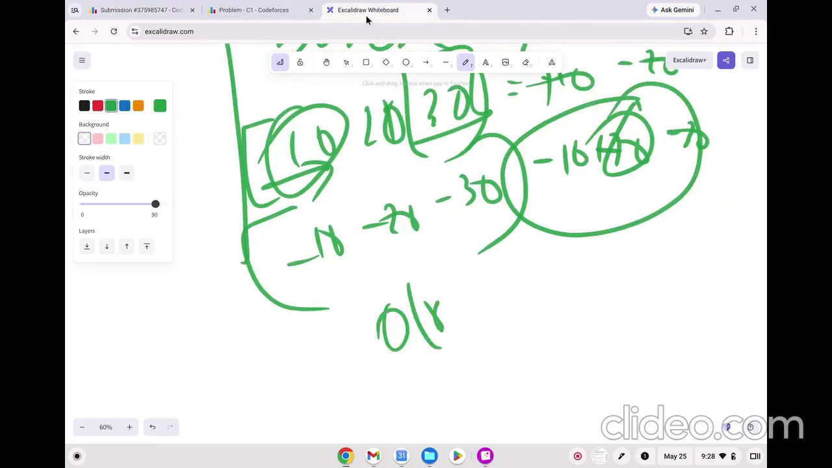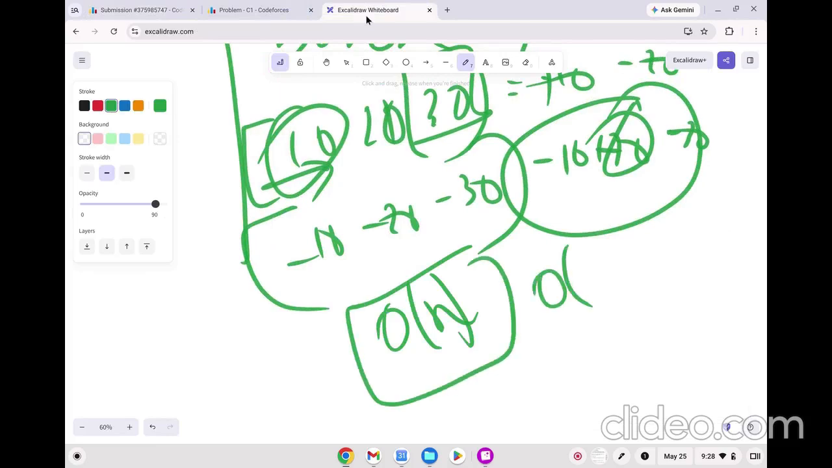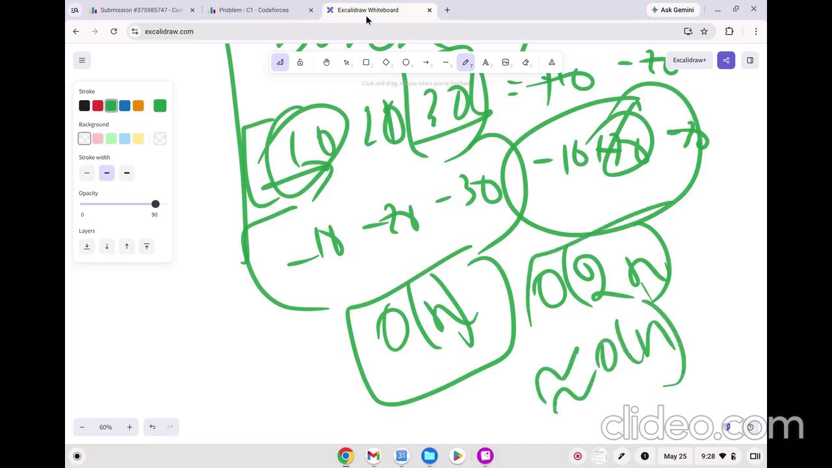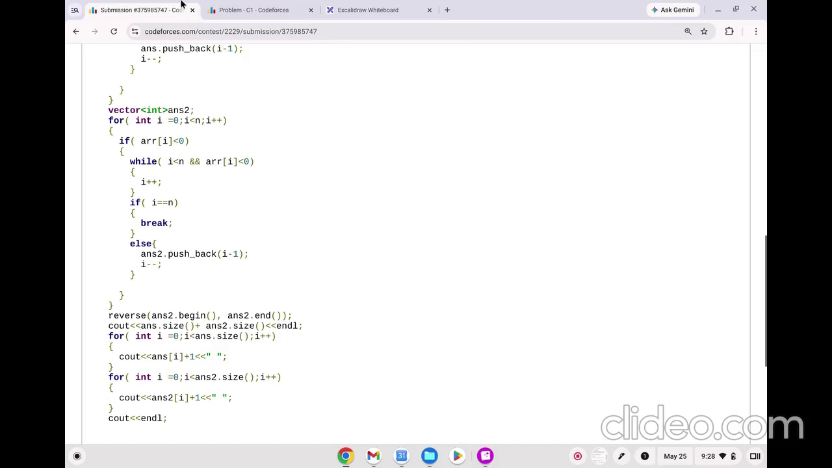So the time complexity is big O of n, and the space complexity is big O of n plus n, which is 2n, which is ultimately big O of n, right? And this will pass the test cases. So I hope the problem statement and the solution were clear to you.